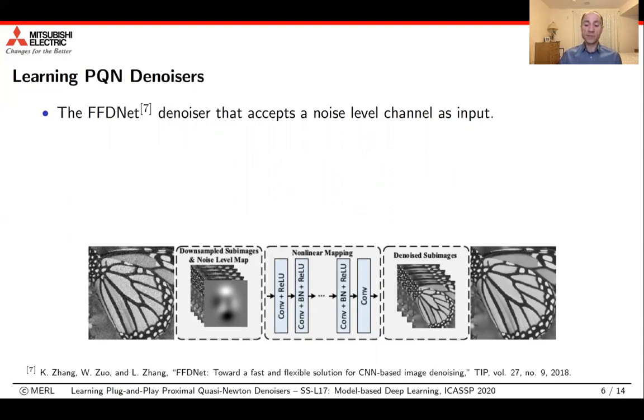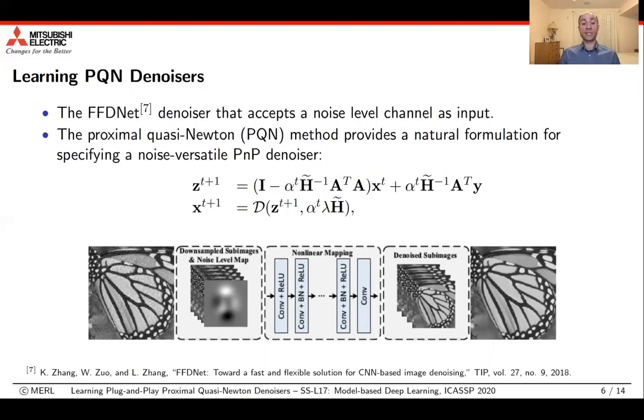Now, when we consider the setup, this actually resembles more the proximal quasi-Newton approach, where the denoiser being used, so the denoiser applied to Z, in this case, takes as input alpha, lambda, h tilde. And specifically when h tilde is a diagonal operator, then you can see that assigning the noise level map corresponds to specifying the parameters in that h tilde.